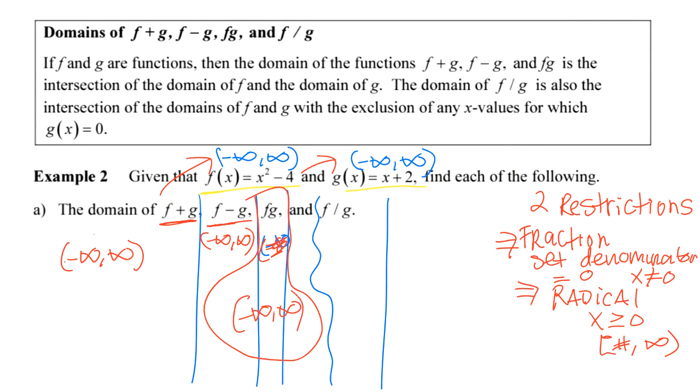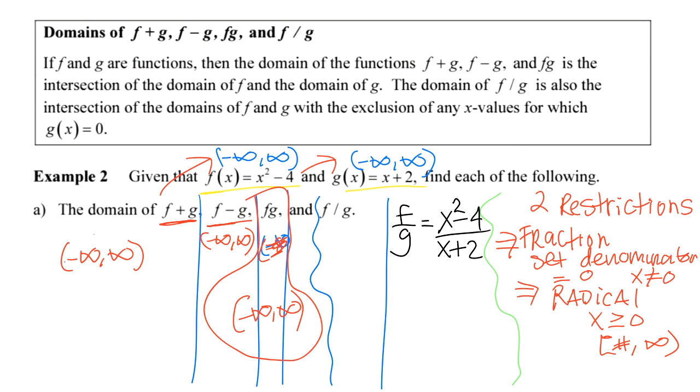And then f over g, that's the tricky part. But we play no games in math. But sometimes things are tricky. So I have f over g. So f is x squared minus 4. And g is x plus 2.